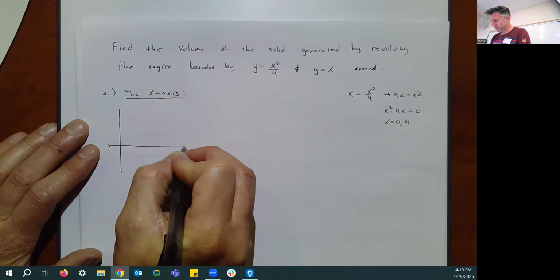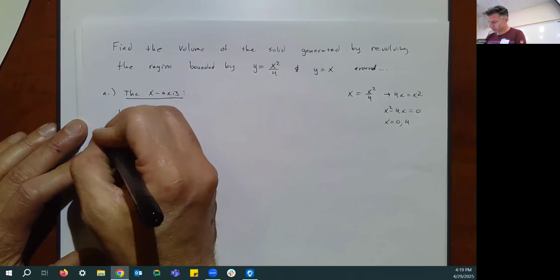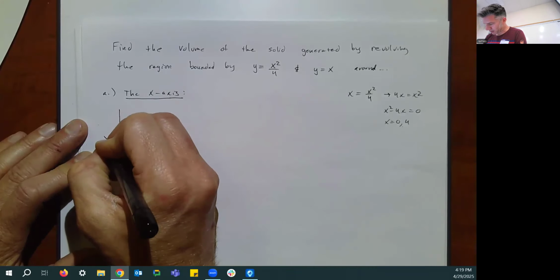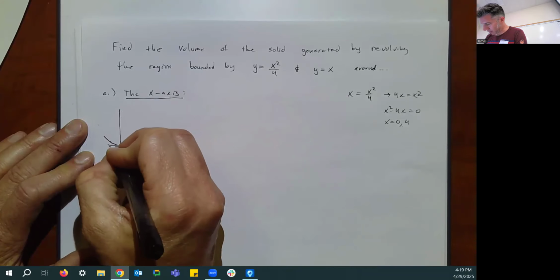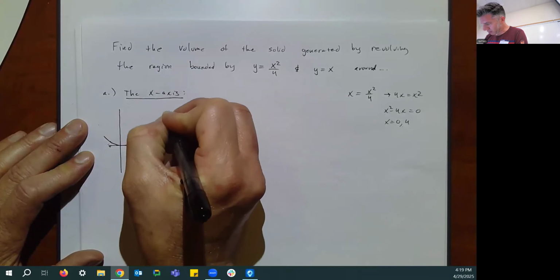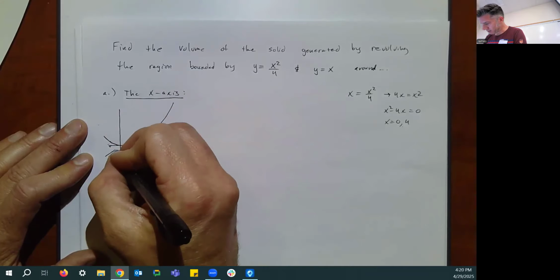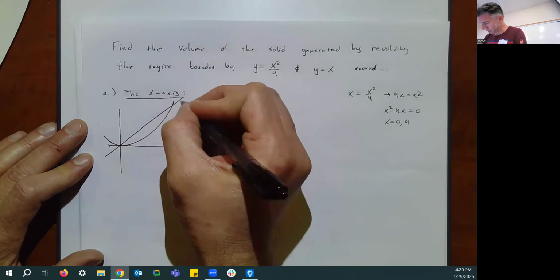So x squared over 4 is a parabola opening upwards. It's kind of scrunched down there. And y equals x, like that.